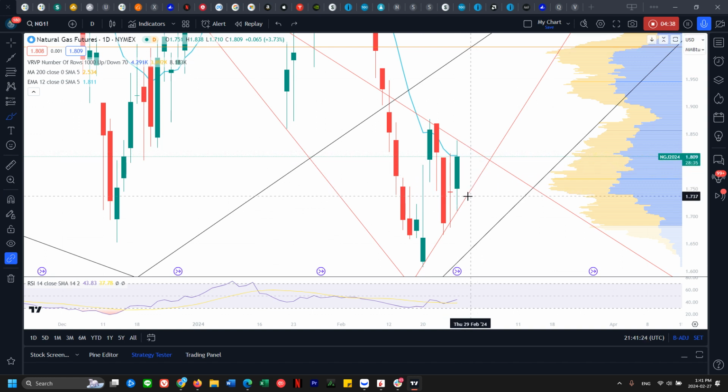It goes lower. If we bounce it close around here, as long as it stays above this pivot and bounces, then the tightening range continues. So there's two scenarios. We either break to a higher high or equilibrium.